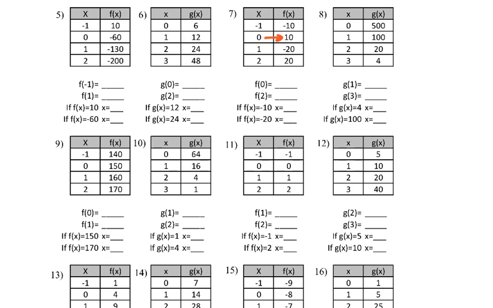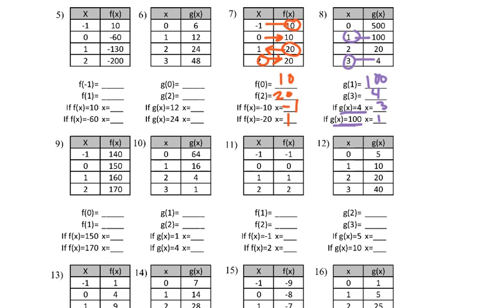F of 0 equals 10, f of 2 equals 20, f of x equals negative 10, take us back to x equaling negative 1, f of x equaling negative 20 would take us back and have x equals 1. Okay, number 8, g of 1 would be 100. G of 3 would be 4. So g of x equaling 4 takes us back to 3. G of x equaling 100 takes us back to x equals 1.